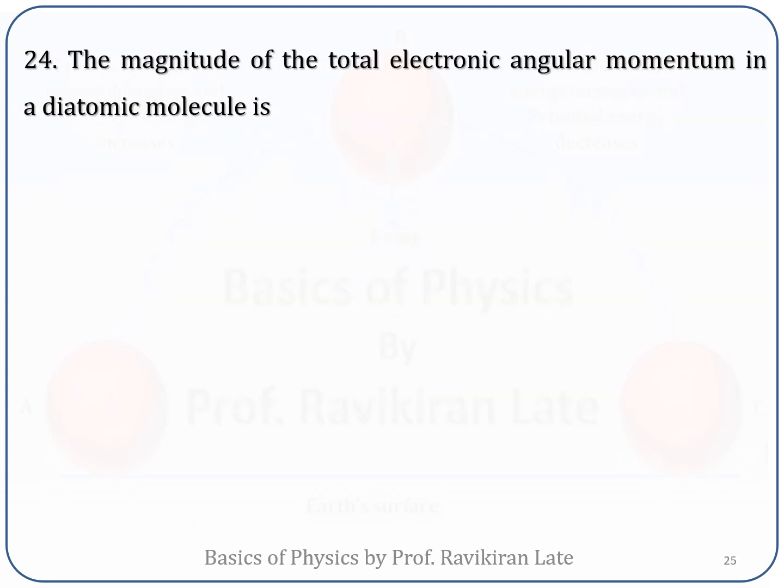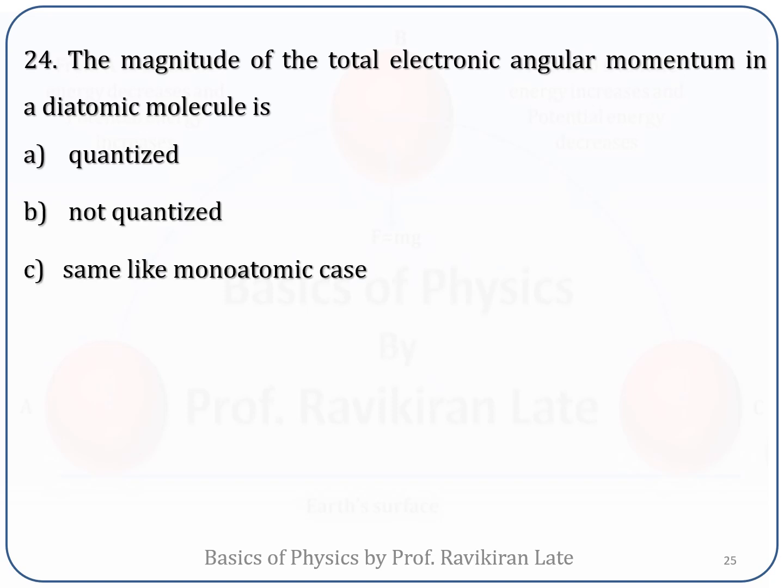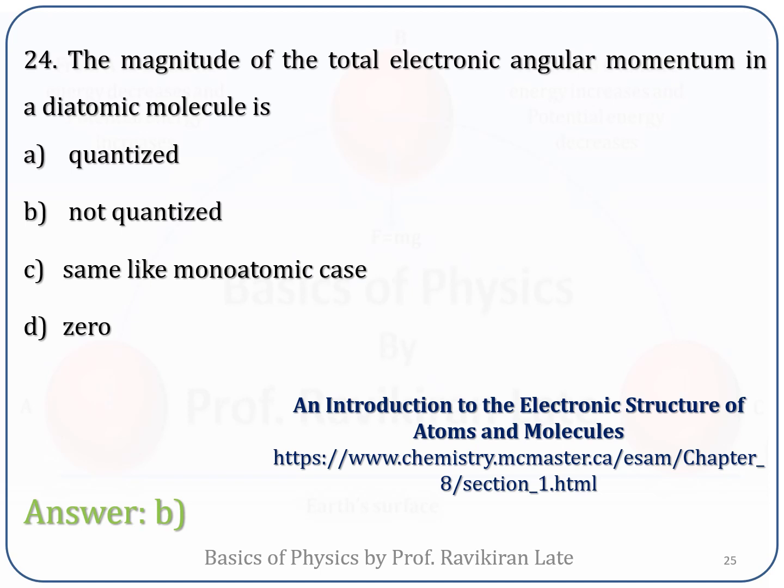Next question, that is the last question for this session. The magnitude of the total electronic angular momentum in a diatomic molecule is: option A, quantized. Option B, not quantized. Option C, same as in monoatomic cases. Option D, 0. And the answer for this question is option B, because for a diatomic molecule, the total electronic angular momentum is not quantized. More detail about why it is not quantized is given on this website. You can visit it for this question.